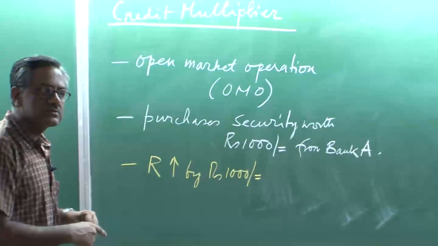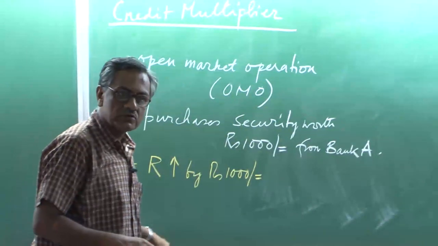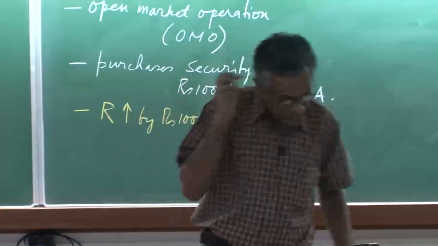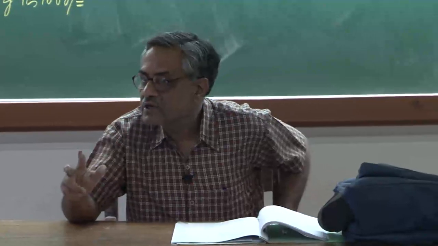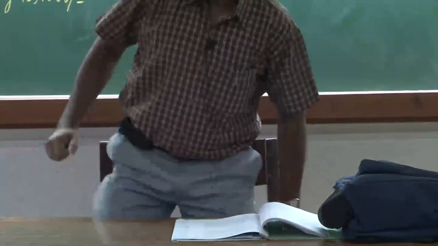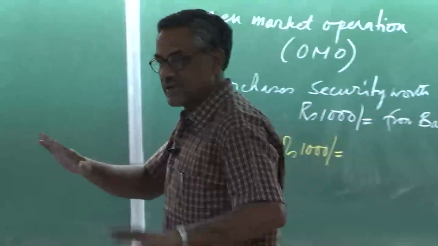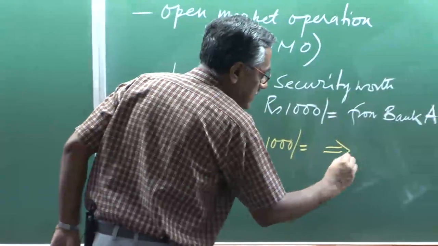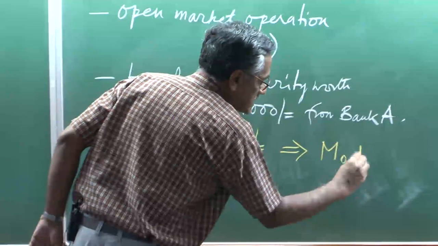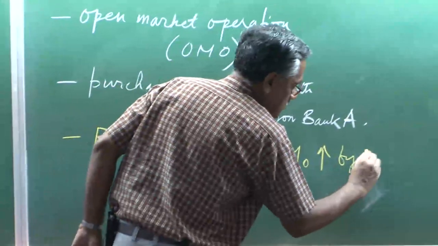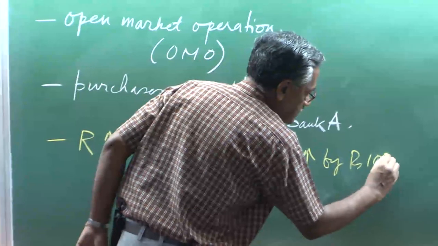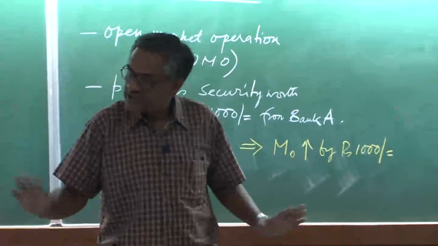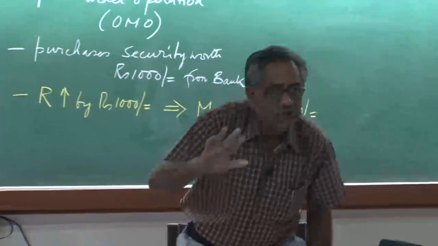Cash reserves of banks will increase by 1000. Source affected. So, the monetary base has increased by 1000 rupees, ceteris paribus, keeping other things constant, implying M naught has increased by rupees 1000, ceteris paribus, keeping other things constant.